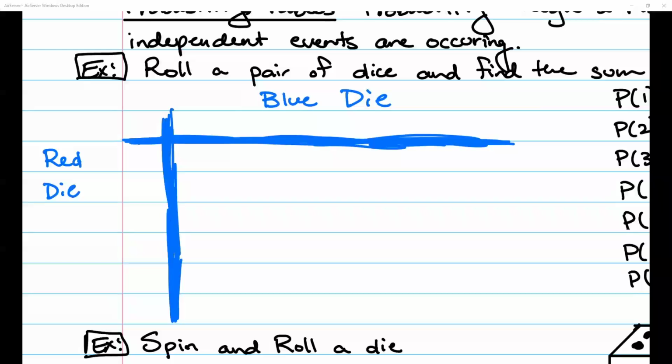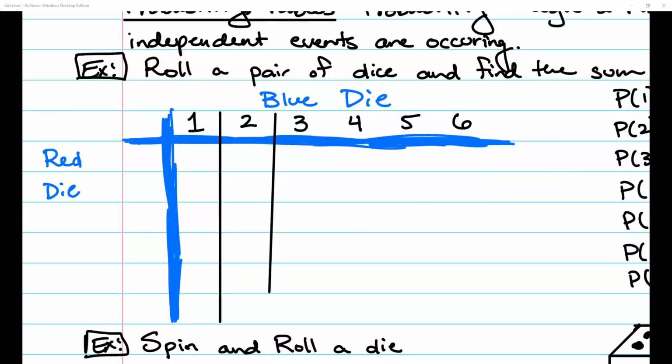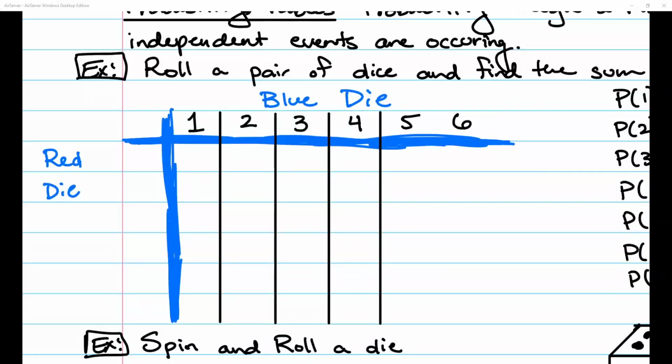On that blue die, what could I get? Well, on the blue die, I can get a 1, or I can get a 2, or I can get a 3, or a 4, or a 5, or a 6. I'm going to go ahead and kind of complete this table like this. So on the top, it's just like the options of what could happen. On the top, I can get a 1, a 2, a 3, a 4, a 5, or a 6. All right. So that's on the blue die.